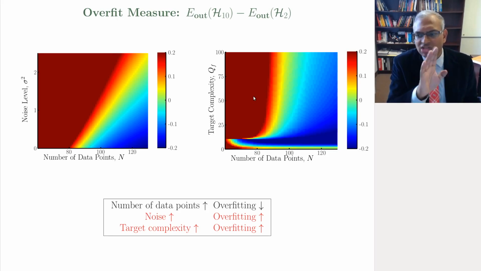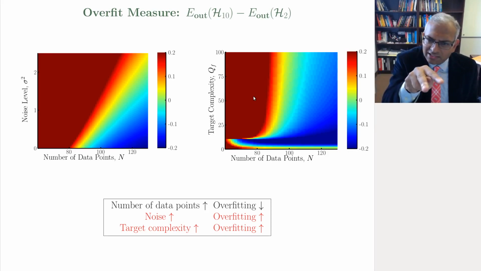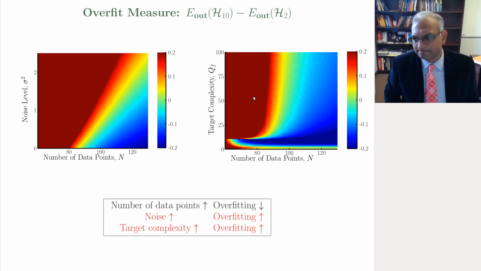And this is not conjecture. This is concrete. This is quantitative. The overfit measure has gone into deep red territory as the target complexity goes up. And so what we're going to try to do is now understand why these two pictures are so similar. And in doing so, we're going to unify the target complexity with the noise level. So let's go back to the board.